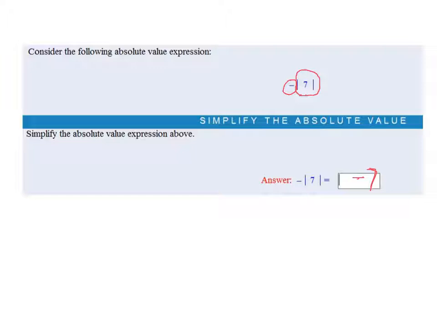All right, so you do the absolute value first, and then you attach the negative afterward because the negative is on the outside of that absolute value.